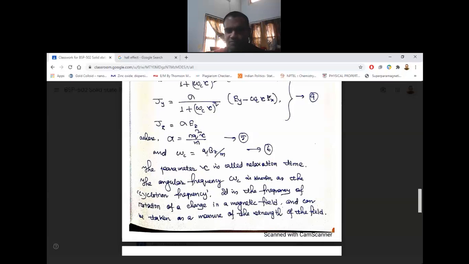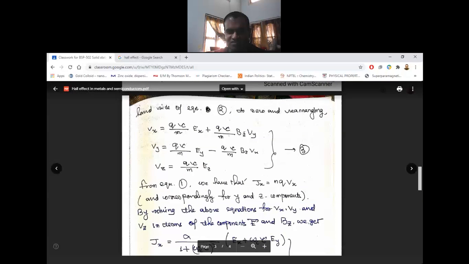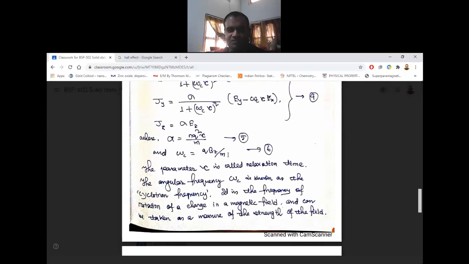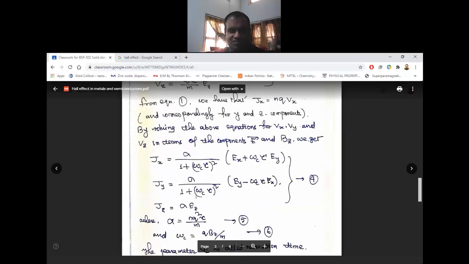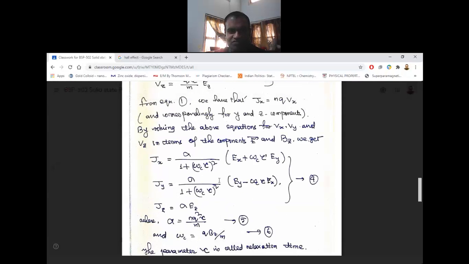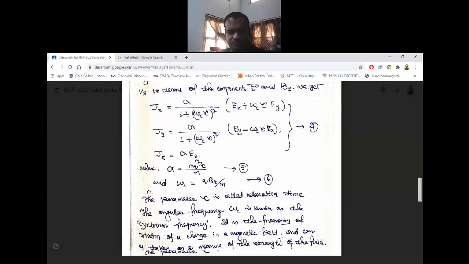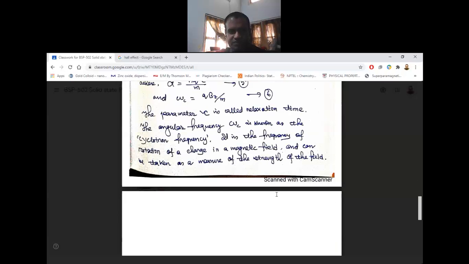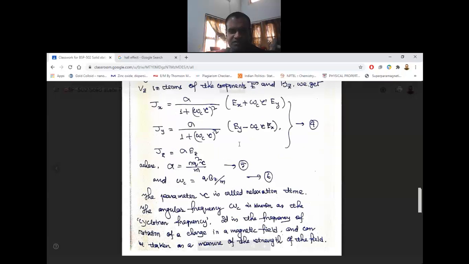q is the charge of an electron or any charge carrier, maybe it is a hole also. Bz is the magnetic field, assumed to be only along the z direction, divided by m. m is the mass of the charge carrier. So these quantities you have to remember: sigma conductivity, omega c cyclotron frequency. This sigma and omega c come in the expressions for current density Jx, Jy, Jz.